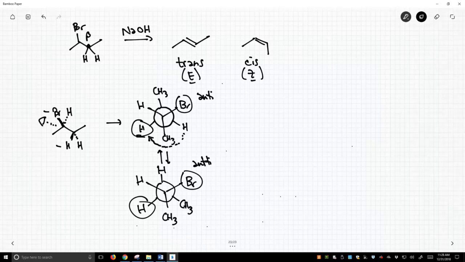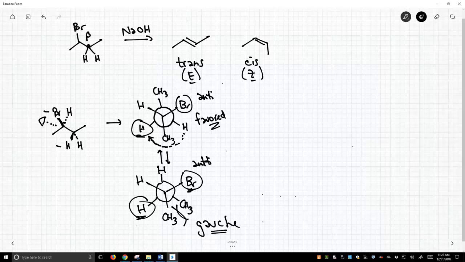However, these conformations are not identical in energy. If you notice, in the bottom case, to get our beta hydrogen and our leaving group anti, we had to put these two methyl groups next to each other, and this is a gauche interaction. That is a repulsion. That makes the lower conformation a higher energy conformation. That means our top conformation is favored.